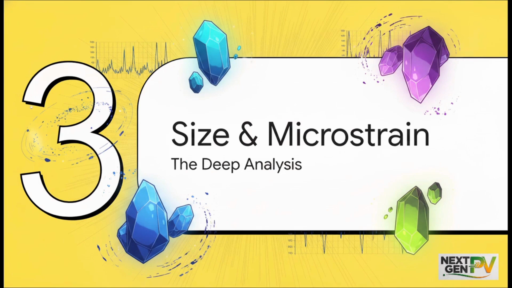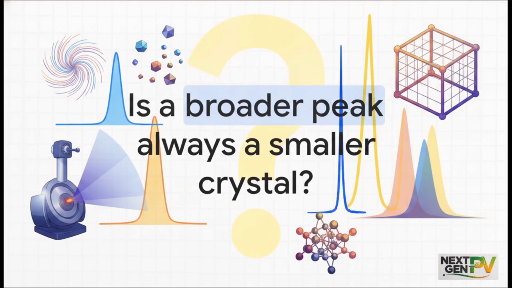Section 3. Crystal size and microstrain, the deep analysis. We've looked at what phases are present, but what about the physical condition of those crystals? Now, what's really interesting about this next part is a question we absolutely have to pose. Is a broader peak always a smaller crystal? It is incredibly tempting to look at a broad XRD peak and instantly conclude, yep, I have small crystallites. But that is fundamentally incomplete. Sure, peak broadening can originate from small crystallite size, but it can also come from microstrain, structural disorder, overlapping phases, or honestly, even just instrumental broadening.